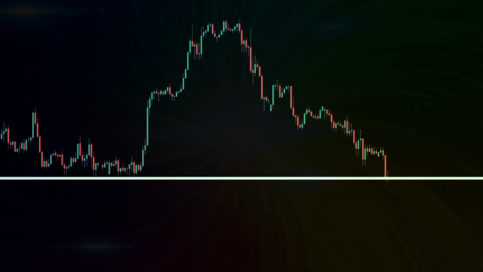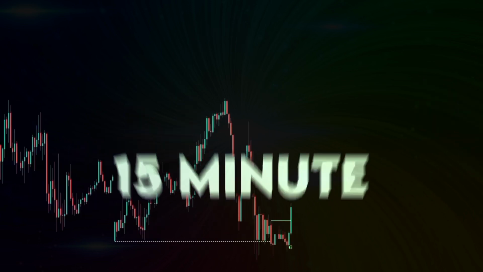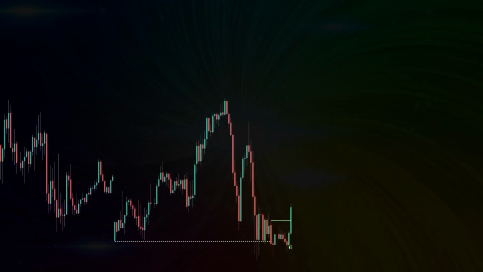So we know there's a strong demand here on the higher time frame. And on top of that, we have a liquidity grab on a lower time frame, which is a great confluence. We move back to the 15-minute time frame and do our normal stop loss and take profit. And it was another beautiful trade.